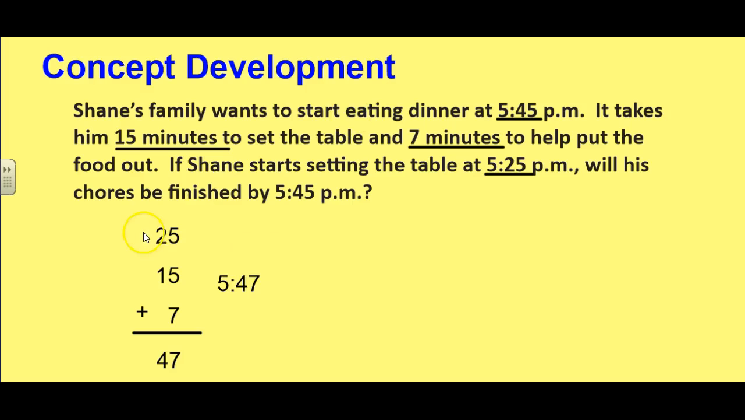Okay, so whenever you take the 25 minutes, which was the starting time, and you add 15 and 7 to that, you're left with 47. So that was the time that we had to put with the 5 o'clock. So it would have been 5:47 whenever he was done doing all of his chores. So if he started setting the table at 5:25, would he be finished by 5:45? And the answer to that question is no, because we figured out that he was actually going to be done at 5:47. So that is after 5:45.